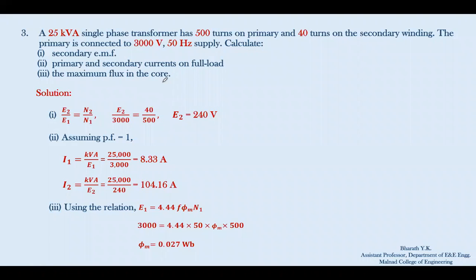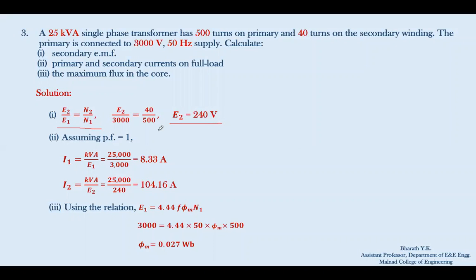So to calculate the secondary EMF, we have to consider the equation for the transformation ratio, that is E2 by E1 is equal to N2 by N1. So here, except E2, all the three other parameters are known. So substituting N2 as 40, E1 as 3000 and N1 as 500, by simplifying, we can obtain the value for the secondary EMF, which is equal to 240 volts.